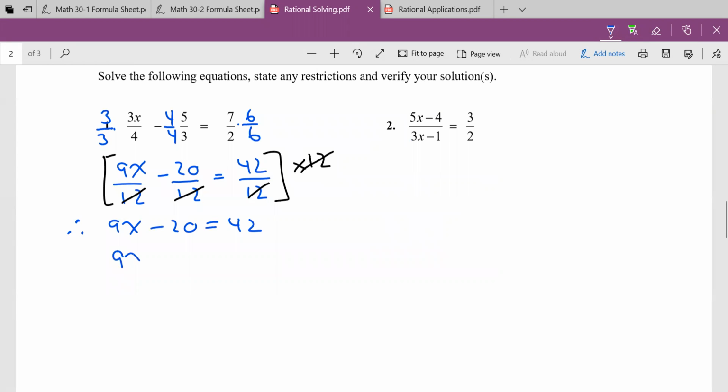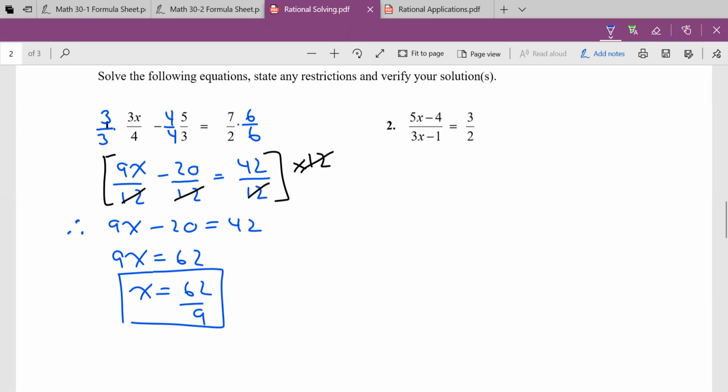Now all we got to do is solve. So add 20, divide by 9. And friends, there's my answer. Okay, that one was a bit easy because it didn't have any variables in the denominator. Okay, let's take a look at step 2, or question 2.